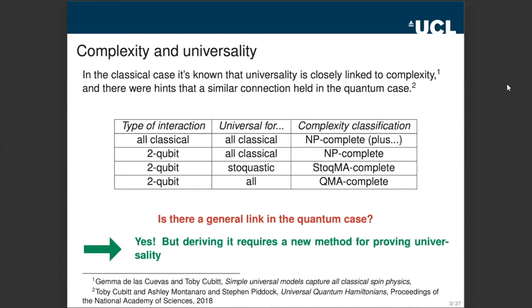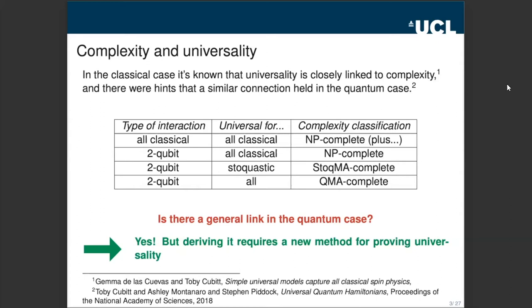And in this work, we resolve this by deriving a new method of proving universality of quantum Hamiltonians. Unlike previous approaches, it doesn't require perturbation gadget techniques, and instead it relies on the ability to encode computation into the ground states of local Hamiltonians.